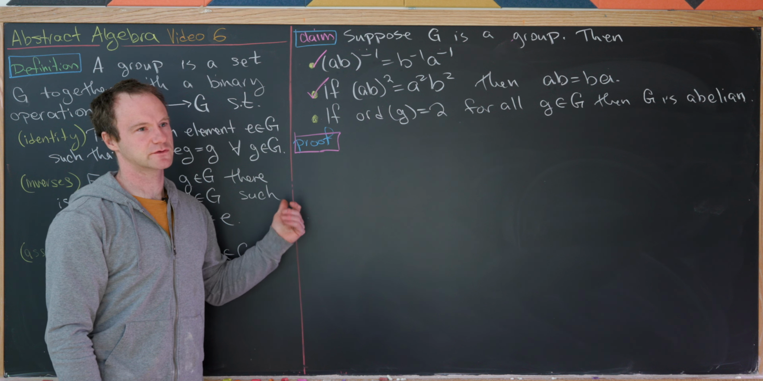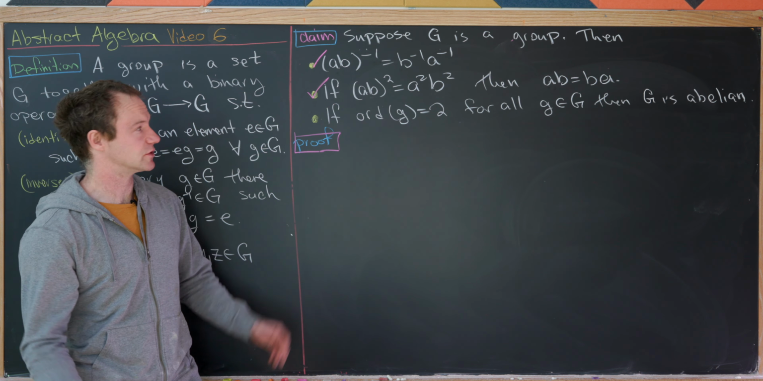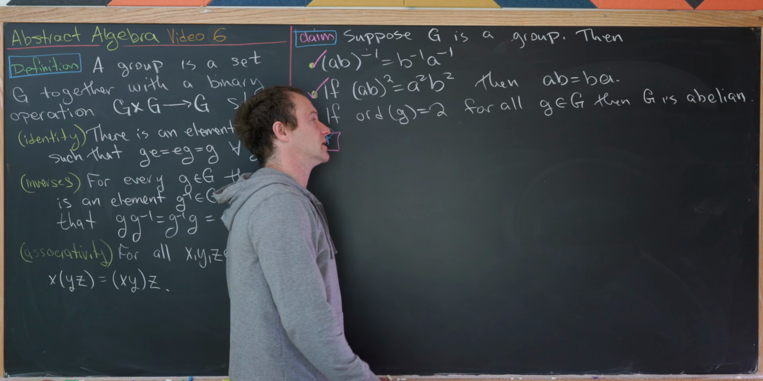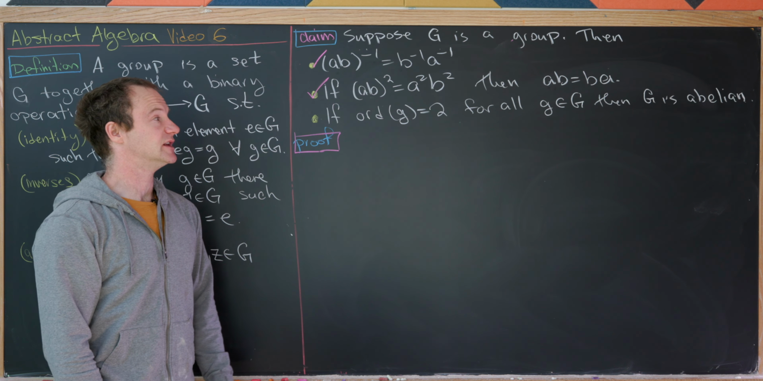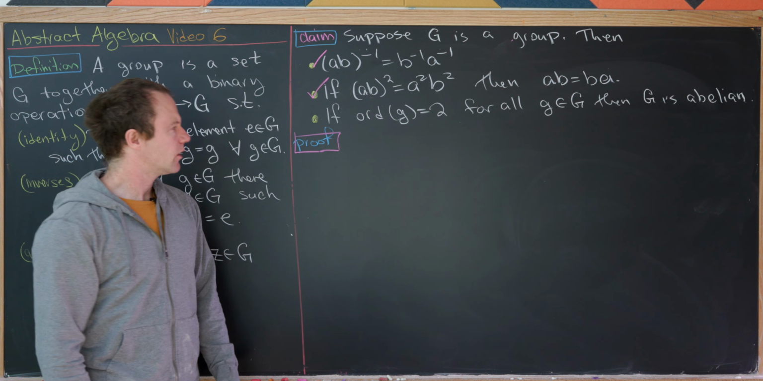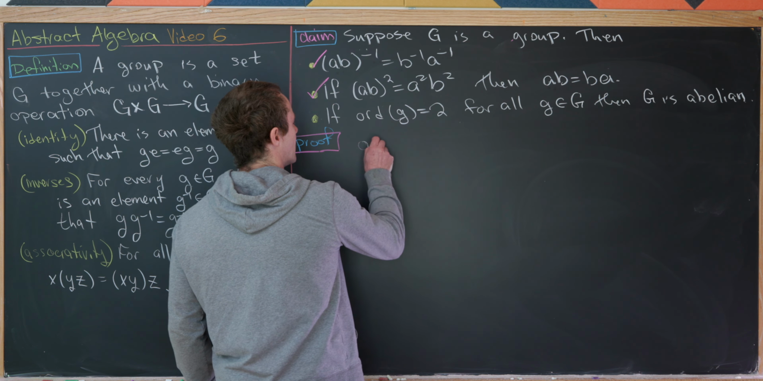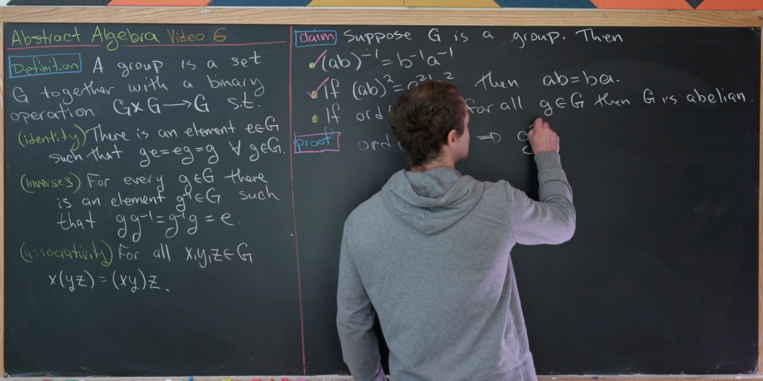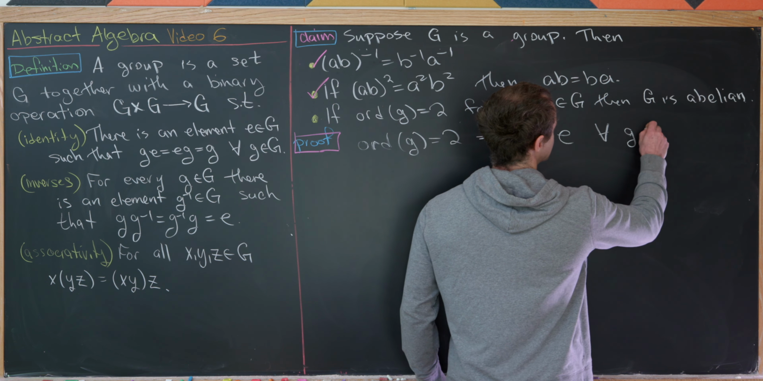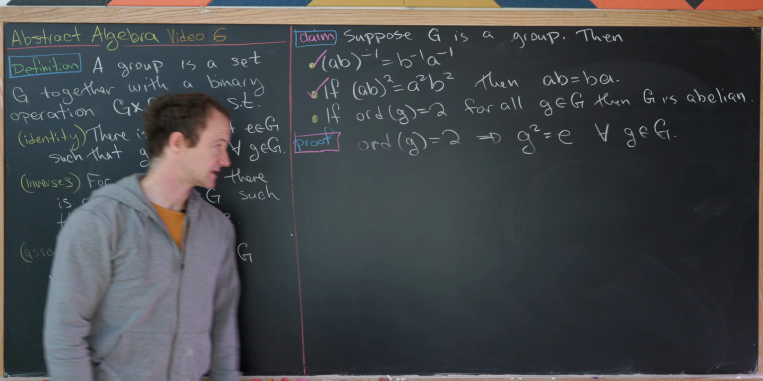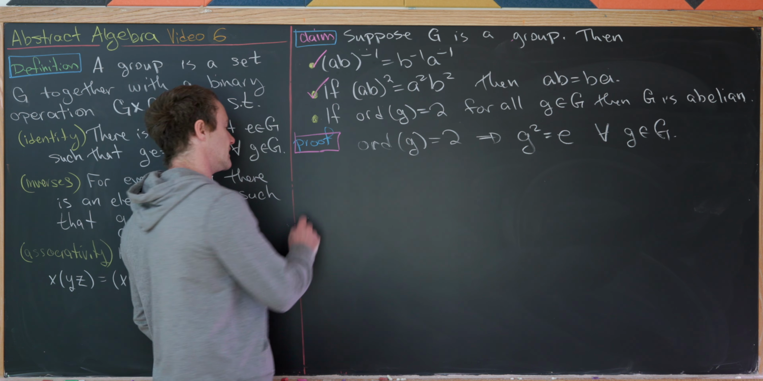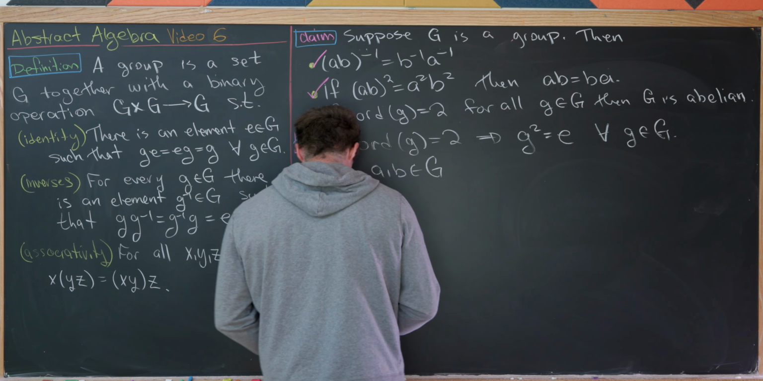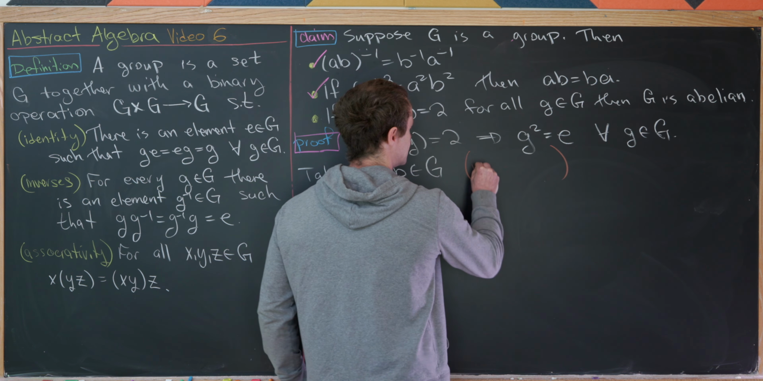So for our final basic result, before we move on and talk about something called subgroups, we will prove that if the order of little g is equal to 2 for all little g in big G, then G is indeed abelian. Okay, so let's maybe recall that the order of little g being equal to 2 tells us that g squared is equal to the identity, and this is true for all g in G in this case. And what we'd like to do is take little a and little b inside the group and show that they commute.